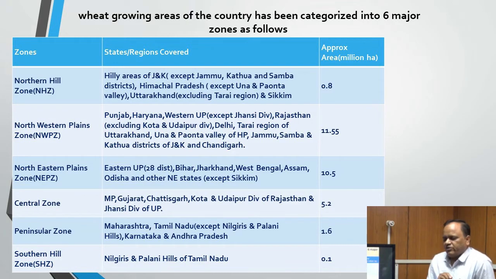The third most important zone is the central zone. It consists of Madhya Pradesh, Gujarat, Chhattisgarh, Kota and Udaipur division of Rajasthan and Jhansi division of Uttar Pradesh. It contributes about 5.2 million hectares of the total wheat land in India.